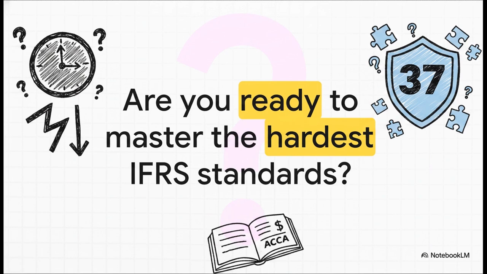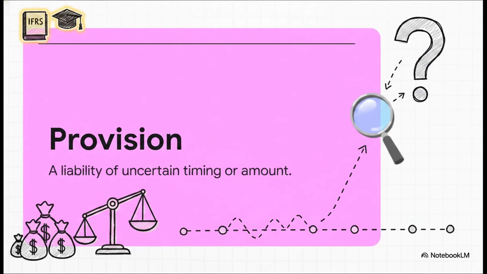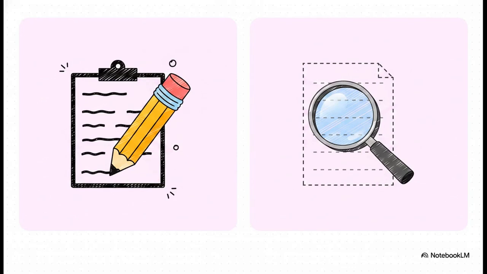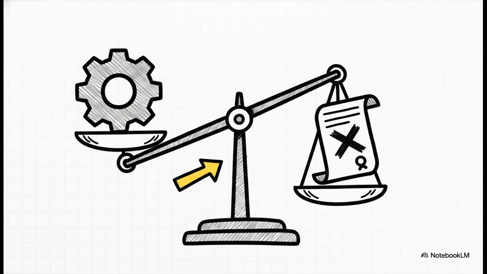Well, enter IAS 37. A provision isn't just regular debt. It's a liability where the timing or amount is totally uncertain. To actually recognize one, you absolutely need a present obligation, a probable outflow, and a reliable estimate. Got a possible obligation? That's a contingent liability. Disclose it in the notes, but never recognize it. For onerous contracts, recognize a provision for the lower of fulfillment cost or the termination penalty.